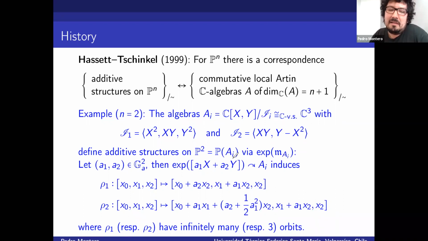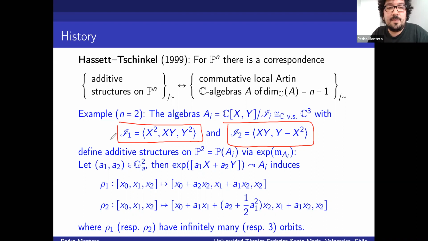So let me give you an idea in dimension 2. For P2, how to classify all possible additive structures? You need to find commutative local Artin algebras of dimension 3 as a C vector space. So you pick your ring of two variables, and you quotient by the following two ideals, right? This is the first ideal, and this is the second ideal. This is a very naive one, right? This is (x, y) squared. And you can check that these two are not isomorphic. For instance, you can check the Hilbert-Samuel series and check that they are different. And so you have two non-isomorphic algebras, on the right side of the correspondence.